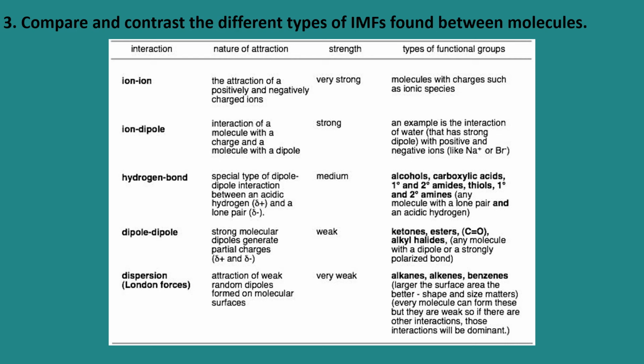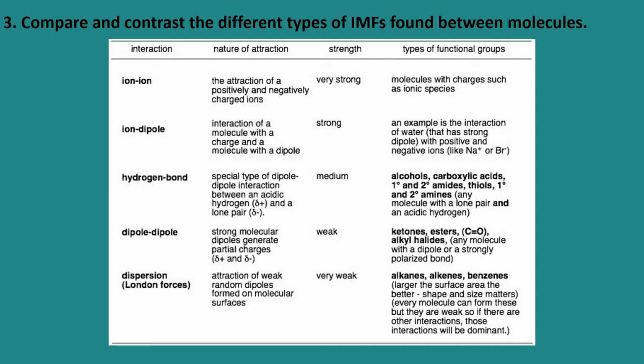For the ion-ion interaction, these are the strongest type of intermolecular forces. The nature of attraction is the attraction of positively and negatively charged ions. These are very strong. The types of functional groups involved are molecules with charges, such as ionic species, and usually they form the ionic bond.